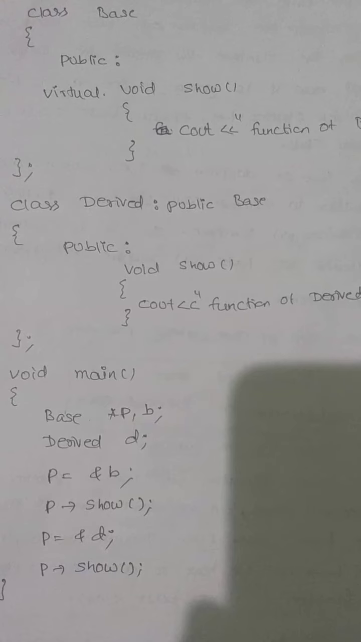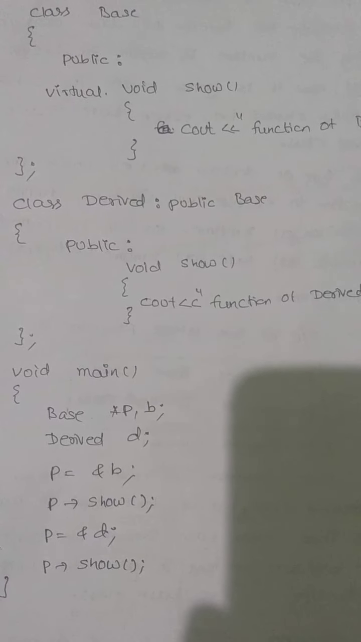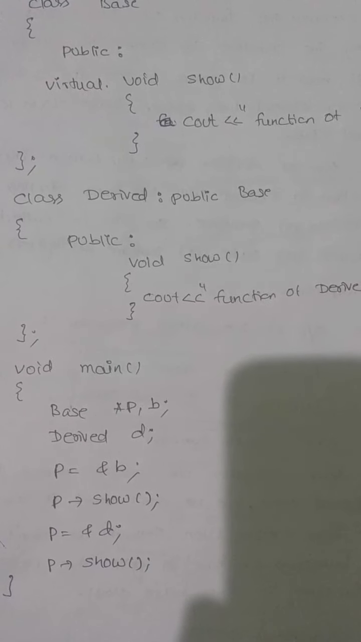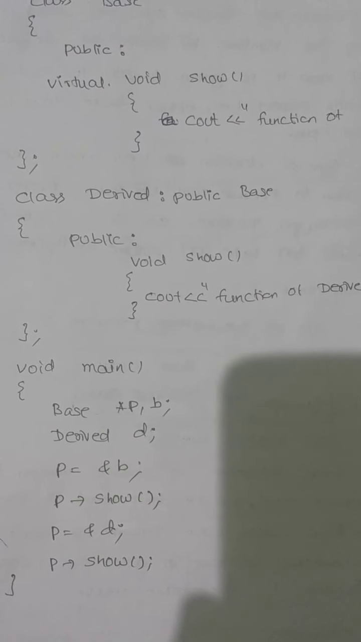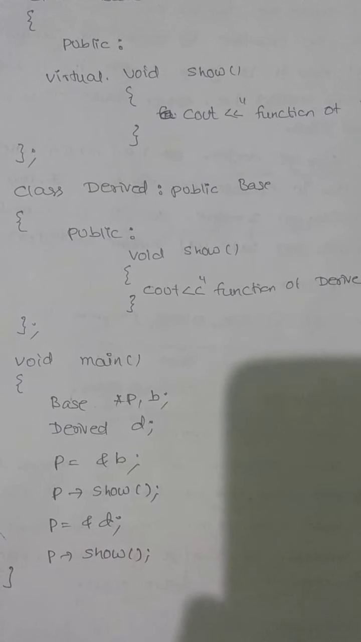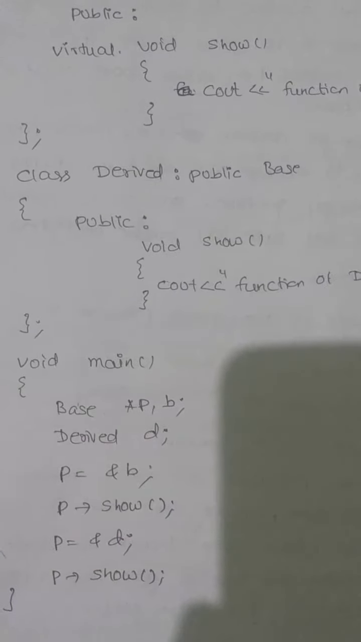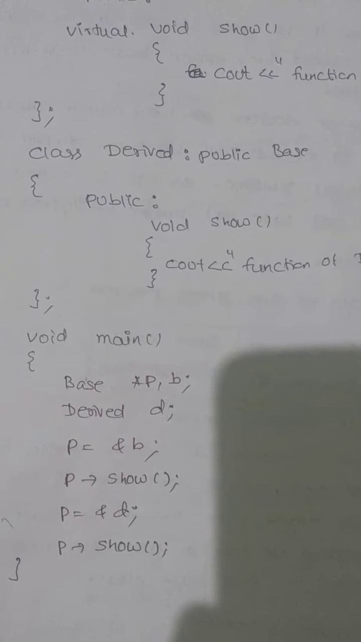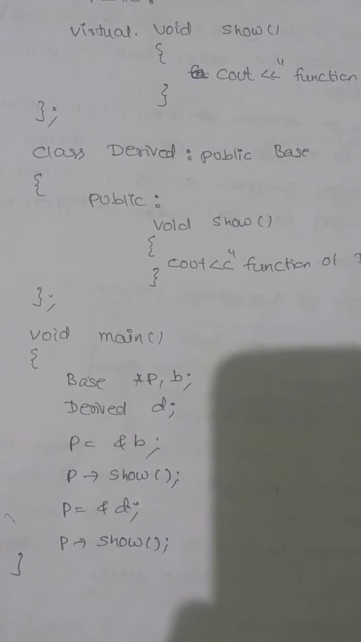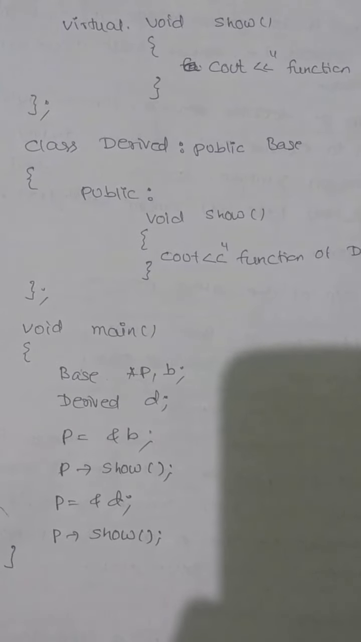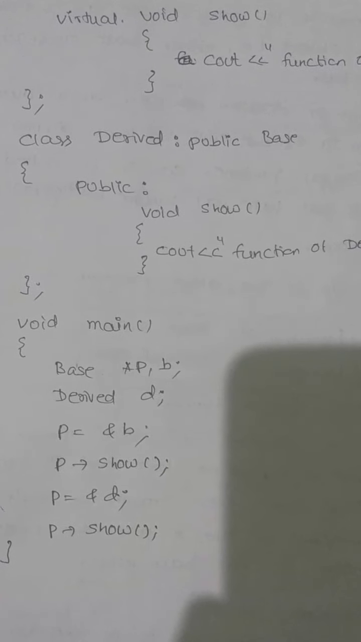Now whenever we execute this program, at compile time the compiler assumes that it has to execute the overridden function of the base class only for both show calls. That is, we are saying here p is equal to ampersand b, p arrow show, p is equal to ampersand d, p arrow show. For both calls, during compile time, the compiler assumes that it has to execute the base class overridden function only.